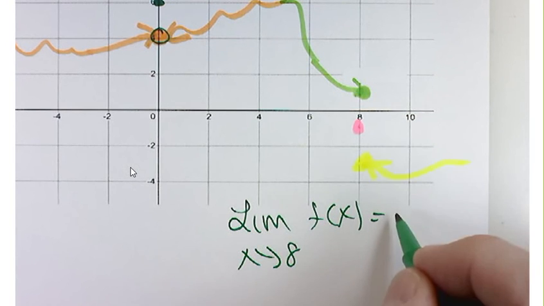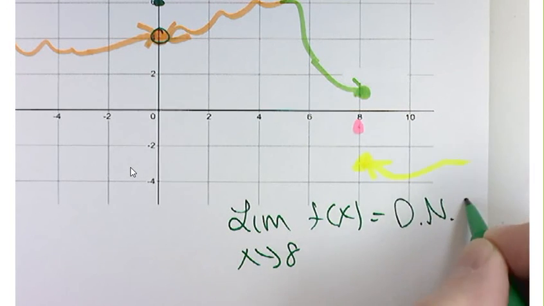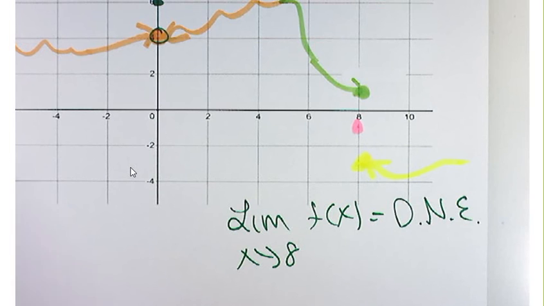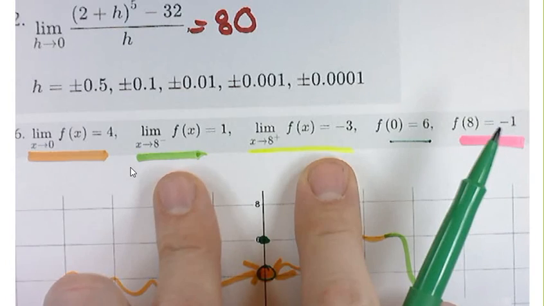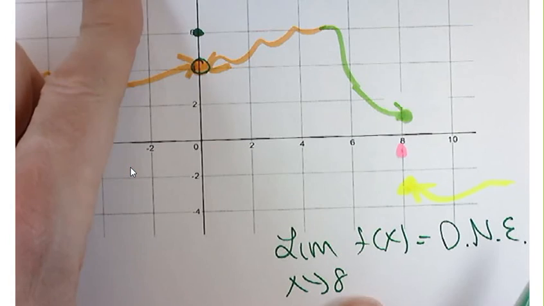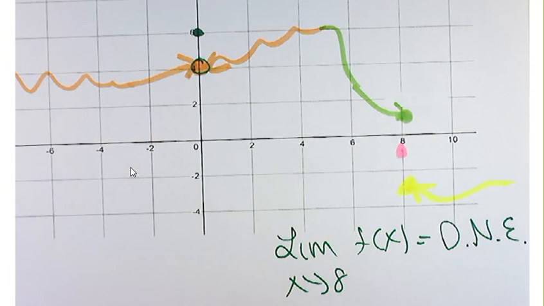Yeah, they'd be undefined or does not exist. One of the two. Either one is fine. Yeah, because the limit from the left and the limit from the right are different. So the overall limit doesn't exist. Excellent.